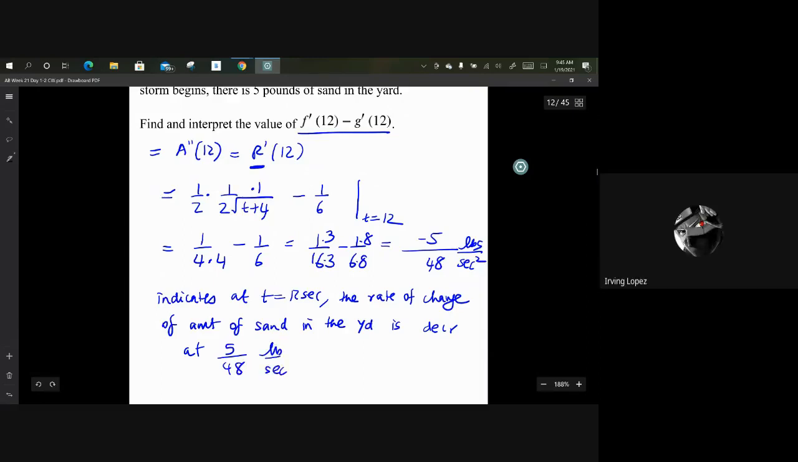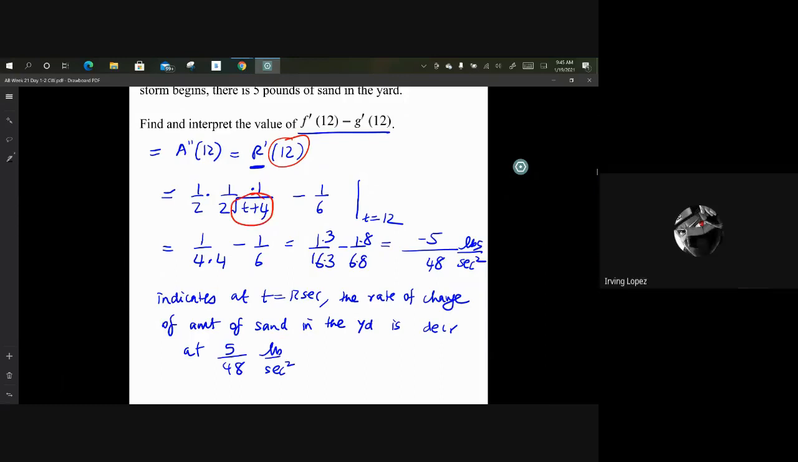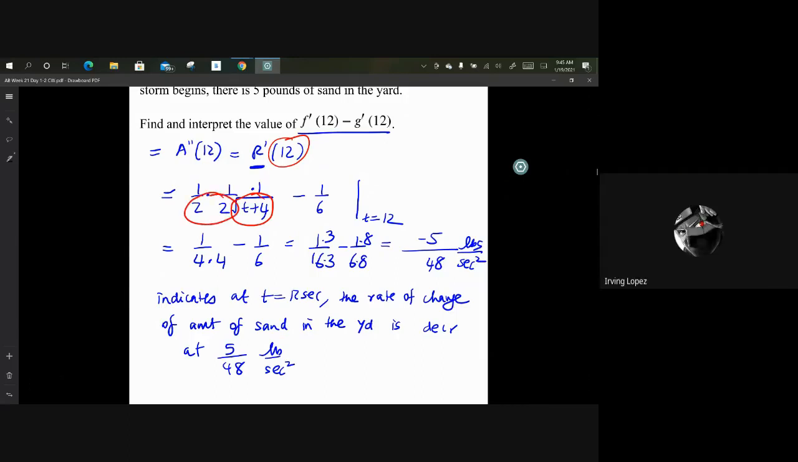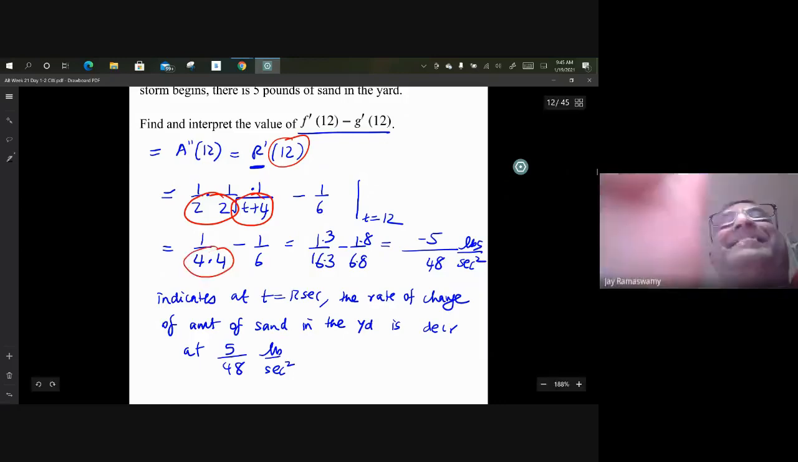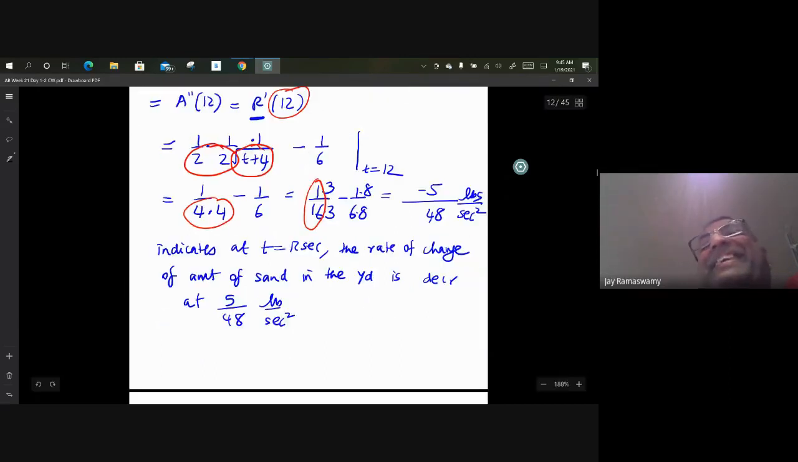Wait, where'd you get 1 over 16? I'll write in red so you can see. We're plugging in the 12. What's 12 plus 4? 16. Square root is 4, times this 4 is 16. So 1 over 16. So we actually did it. We didn't just stare, we actually simplified it.